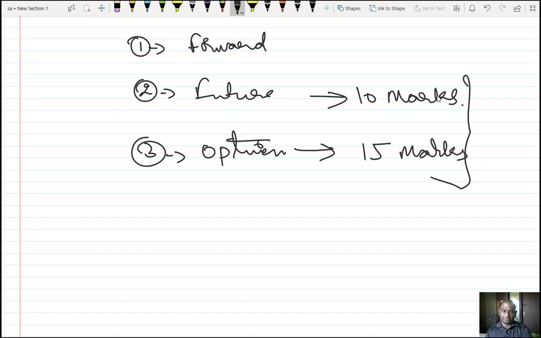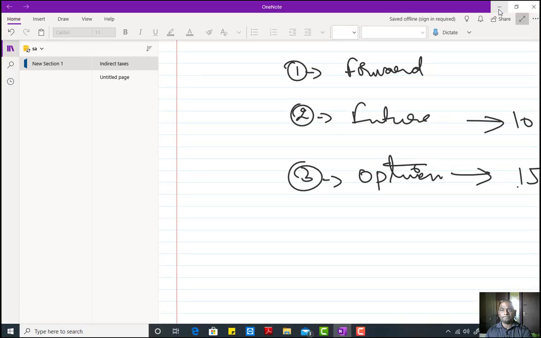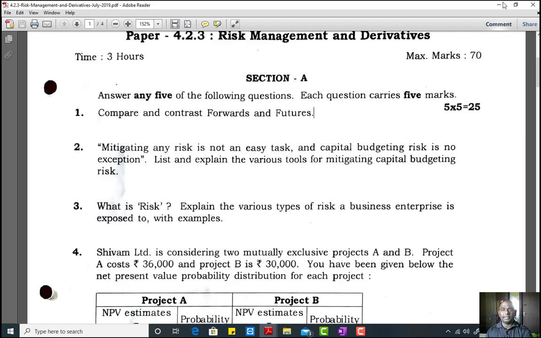Okay, this is about the question paper. Now I think I have cleared it. I will show you the question paper. I think I showed you the question paper. I'll also show you the syllabus.